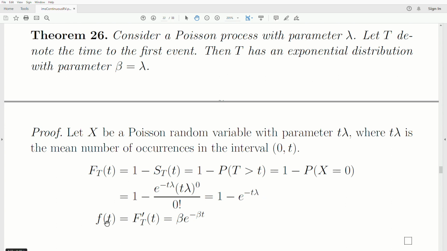Now when we take the derivative, we find the density. So f of t is the derivative of this CDF with respect to t, so it's going to be lambda e to the minus t lambda. But if we let lambda equal beta, then it's an exponential distribution. I wish I'd put that step right here. And that's what we said. When beta is equal to lambda, then it's an exponential distribution.